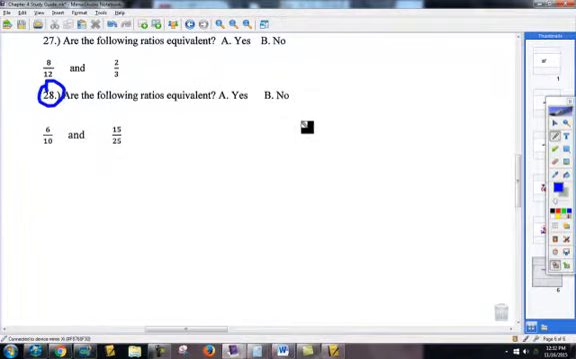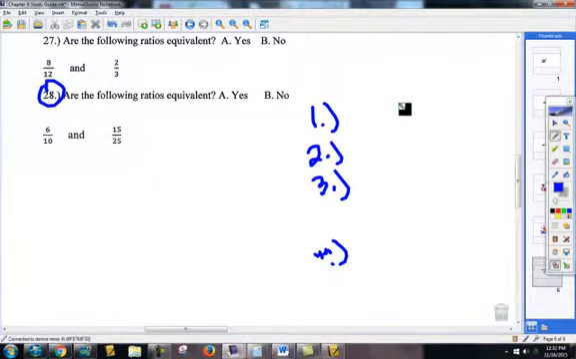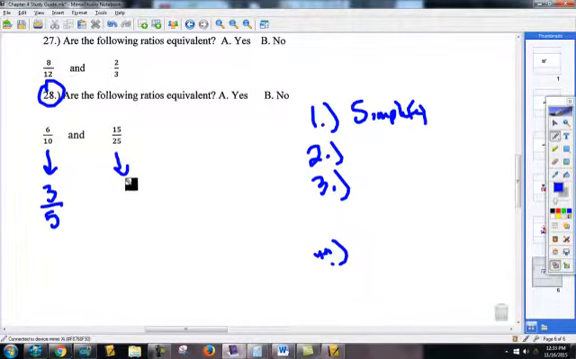Are the following equivalent? How many methods did you learn to check for equivalency? Yes? 3. 3, big 3 I call them, and a little fourth. Right? So, we know that the one method you can always do is you can simplify. So you can do 6 divided by 2 over 10 divided by 2. That's going to give you 3 to 5. You can do 15 divided by 5 over 25 divided by 5. That's going to give you 3 to 5. So far, when you simplify, are they equivalent?